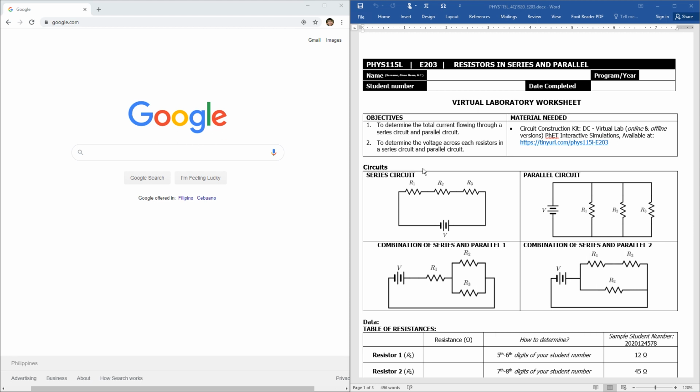Today we're going to demonstrate our third virtual experiment, entitled Resistors in Series and Parallel. As I mentioned earlier, the objective of the study is to find the total current and the voltage across each resistor in a series and parallel circuit.